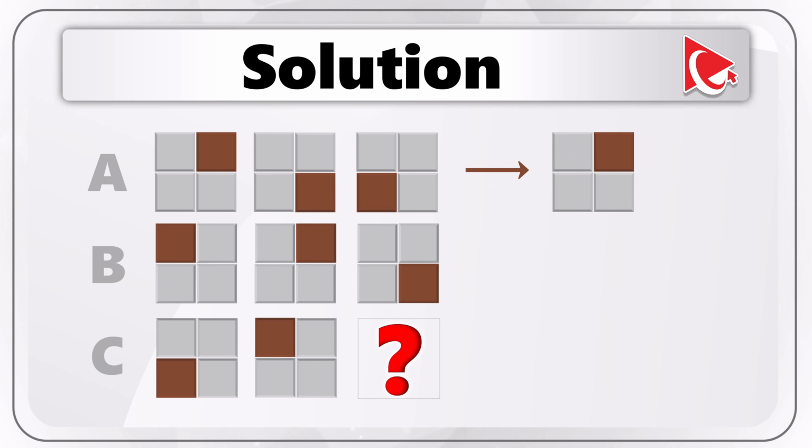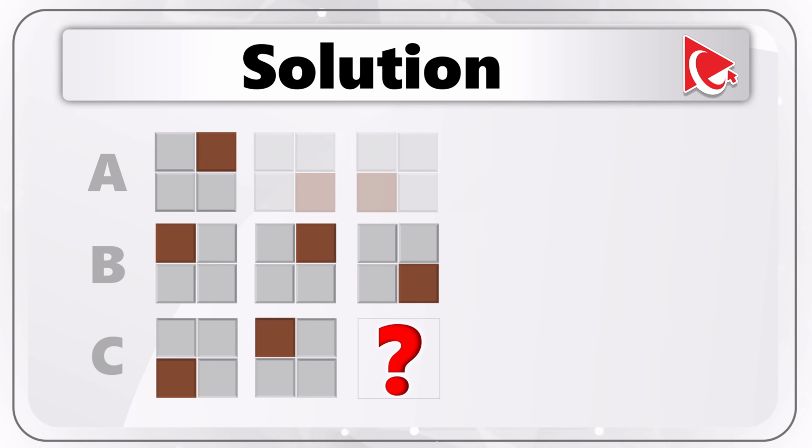For example, in the leftmost column, the darker square is in the upper right, then it shifts to the lower right, then it shifts to the lower left. If you look closely, the pattern continues in row B.